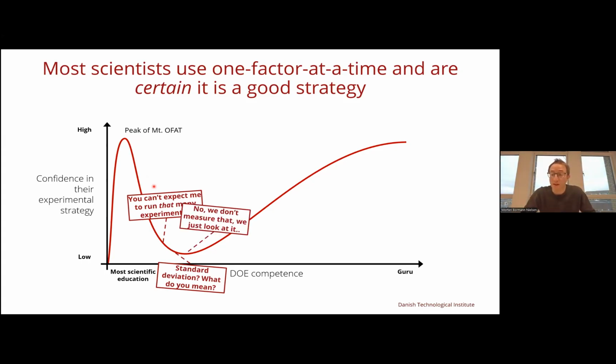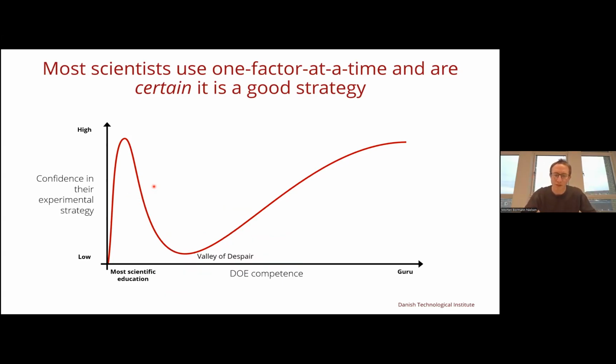Or even worse, they might not have an objective measurement system. They might just gauge quality by looking at it. And in many cases, particularly if classical DOE is introduced to a company, they will say, I don't want a map of my process. I just want to find a good recipe. So I like to call this region, when you try to teach people to use something better than one factor at a time, the valley of despair.